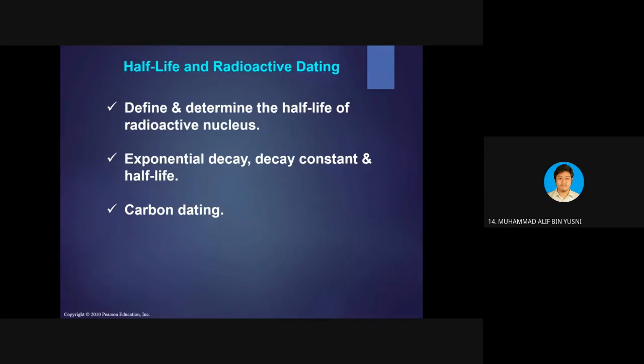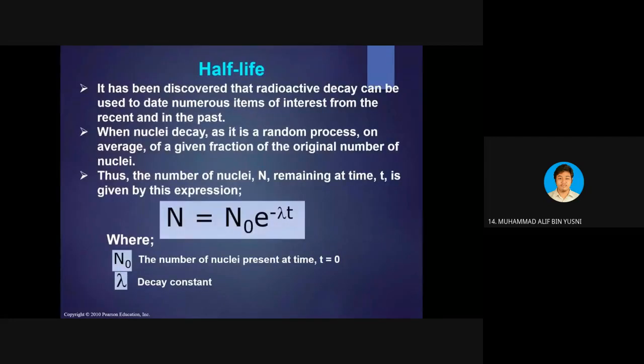Last one is the carbon dating. For half-life, it has been discovered that radioactive decay can be used to date numerous items of interest from the recent one or in the past. So when this nuclear decay, as it is a random process, on average, gives you a given fraction of the original number of nuclei. The number of nuclei N remaining at time t is given by this expression, N equals N naught e to the negative lambda t.